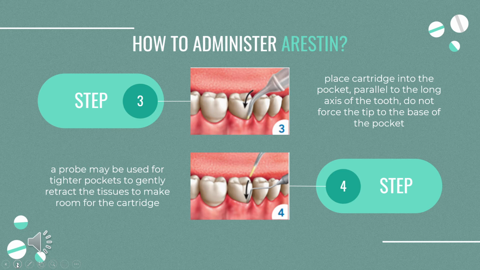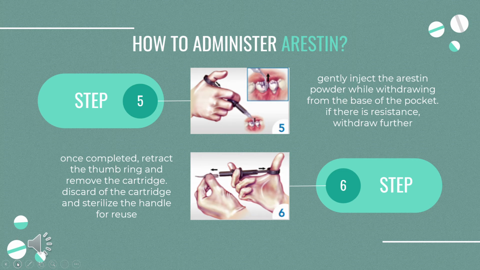Step 3, place the cartridge into the pocket parallel to the long axis of the tooth. Do not force the tip to the base of the pocket. Step 4, a probe may be used for a tighter pocket to gently retract the tissue to make room for the cartridge. Step 5, gently inject the Arestin powder while withdrawing from the base of the pocket. If there is resistance, withdraw further.